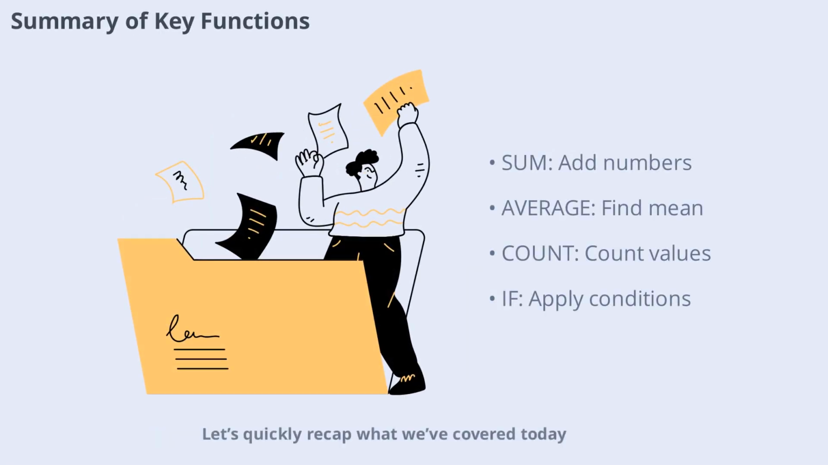Let's quickly recap what we've covered today. The sum function helps you add numbers, average finds the mean, count tallies up numeric values, and if lets you apply conditions. These 4 functions form the foundation of efficient data analysis in Excel.